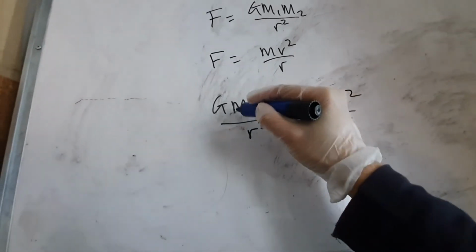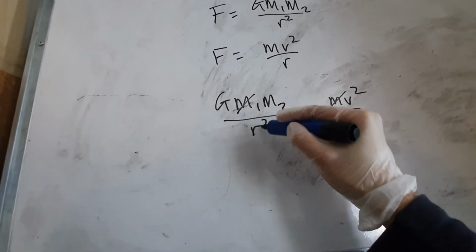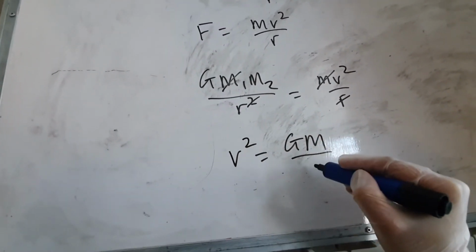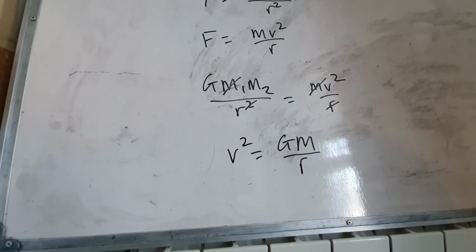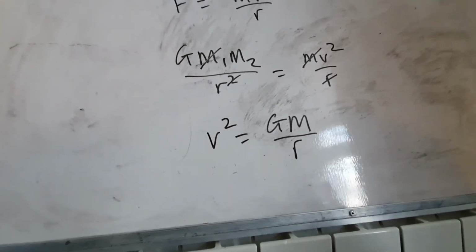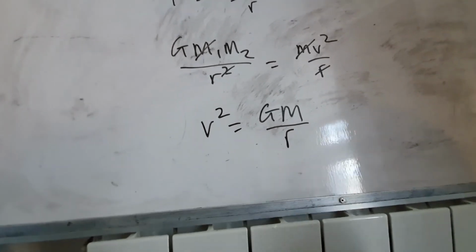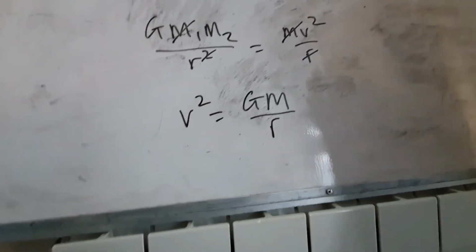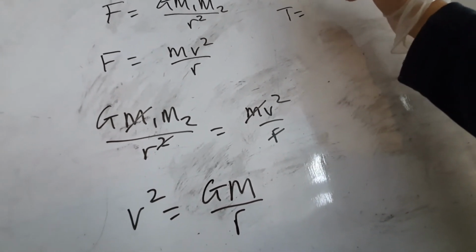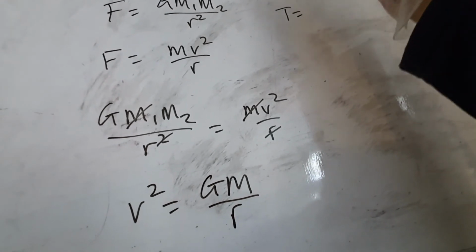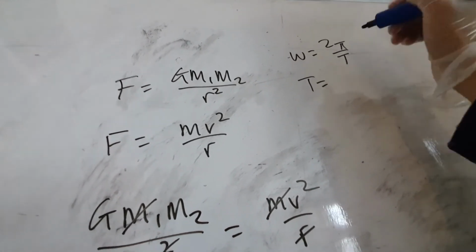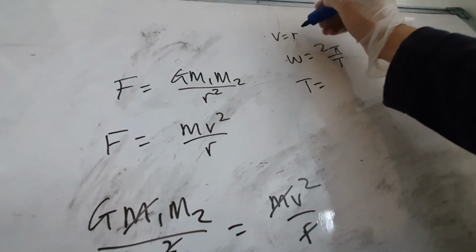One of the m's can cancel, and one of the r's cancels, and now you're left with v squared equal to GM over r. Now, because this is talking about centripetal force and angular speed, we're going to put everything in terms of the period of the planet's motion. We know that omega is 2 pi over T, and you know that v is equal to r omega.